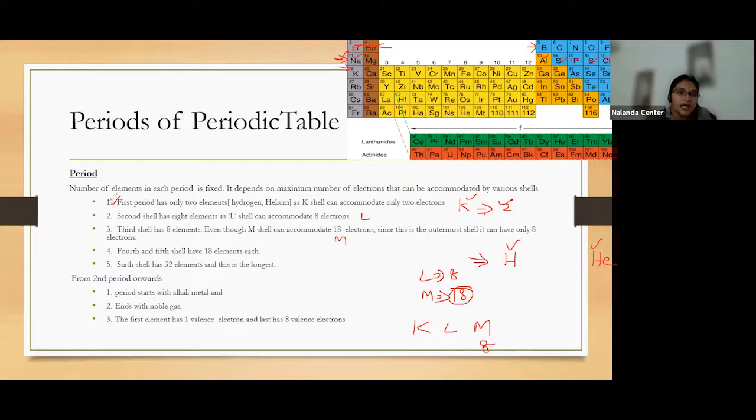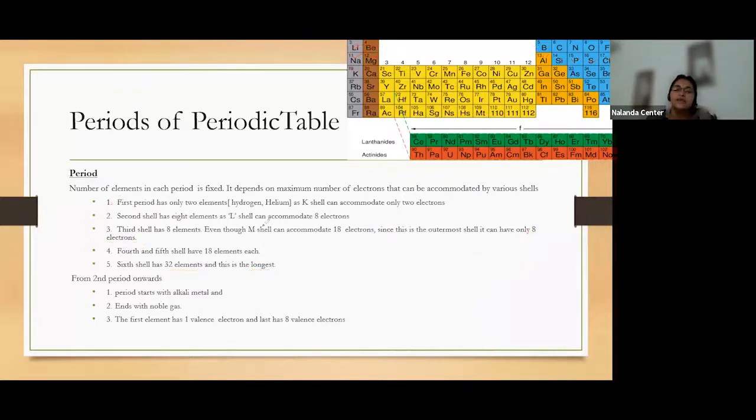So the first period is related to K and has only 2 elements. The second period is related to L and can accommodate 8 elements. The third period is related to M, which can hold 18 electrons, but being the outermost shell, only 8 elements are supported. The fourth and fifth periods have 18 elements each, and the sixth period has 32 elements, which is the longest.